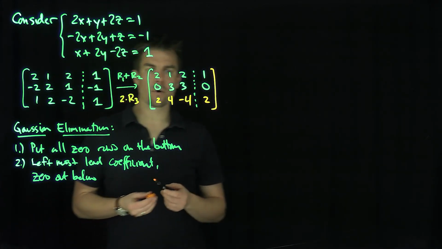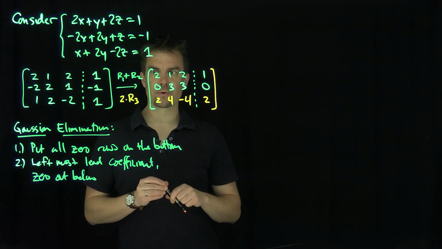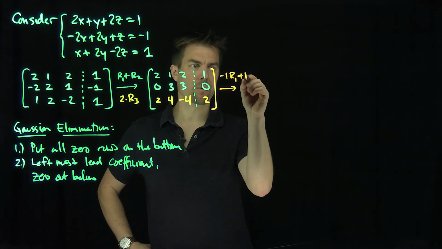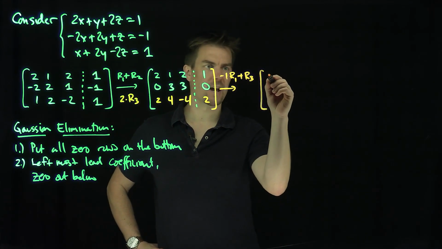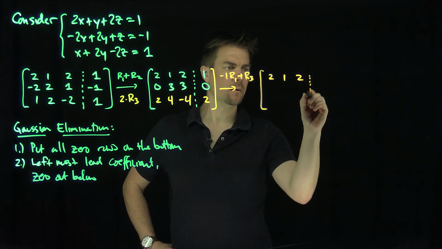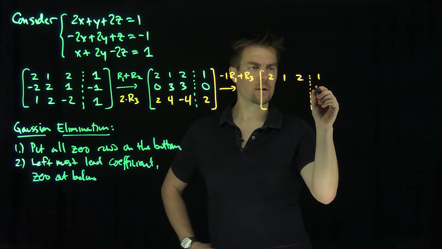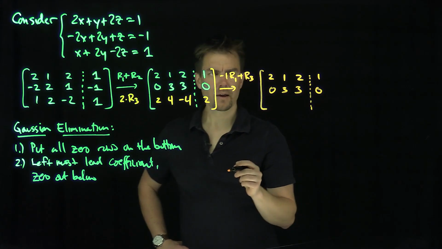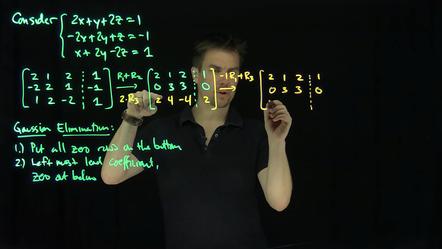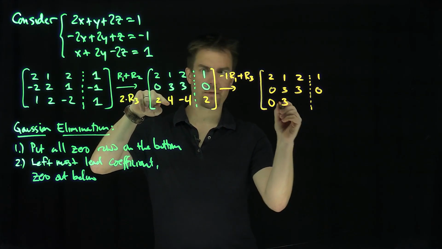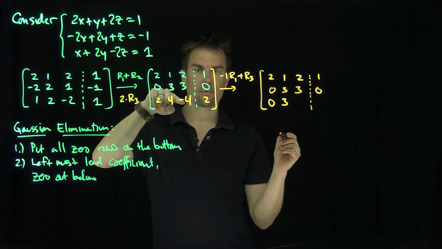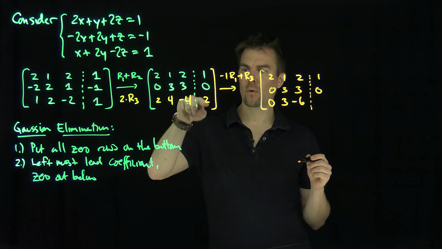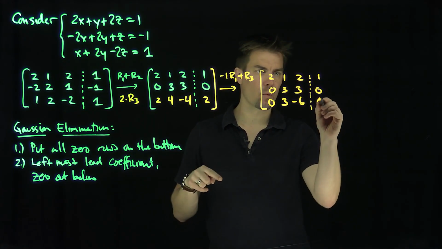Good. And then I'm going to try to 0 out that 2 over there. So I'm going to do negative 1 times row 1 plus row 3. So row 1 stays the same, 2, 1, 2, and then 1. And then the second row stays the same, a 3, then a 3, then a 0. And then I'm going to do negative row 1 plus row 3, that's going to turn that into a 0. I have a negative 1 plus 4, that's going to be a 3. And then a negative 2 plus 4, that's going to be a negative 6 over there. Great. And then a negative 1 and 2, that's going to turn into a 1 over there.